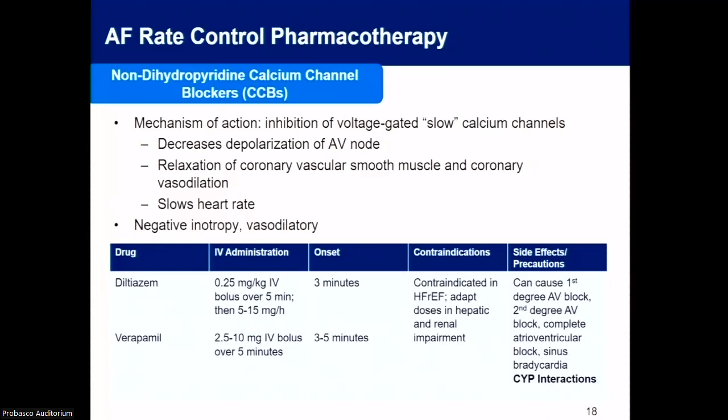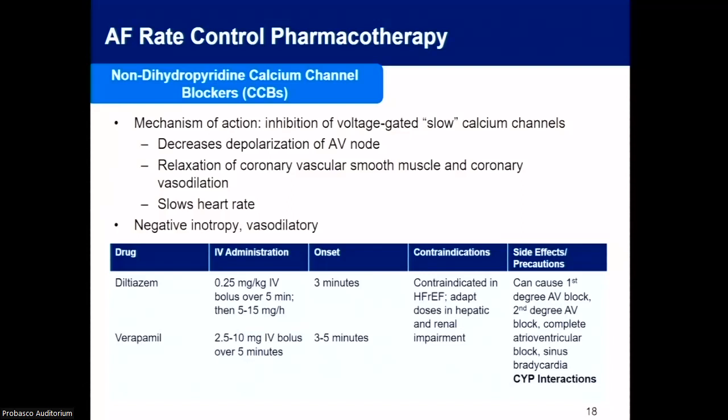IV dosing for that is typically a 0.25 mg per kg IV bolus over 5 minutes. And then there is an option for starting a continuous infusion of 5 to 15 mg per hour. Onset is rapid at 3 minutes. This group is typically contraindicated in HFrEF. And you also want to be adapting your doses in hepatic and renal impairment. Also notably, these can cause first and second degree AV block and also complete AV block, sinus bradycardia, and they're also known for their CYP interactions.